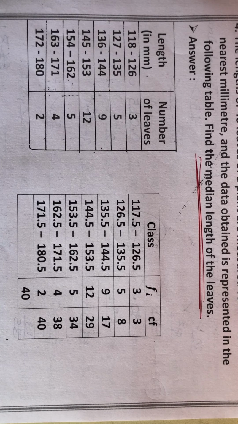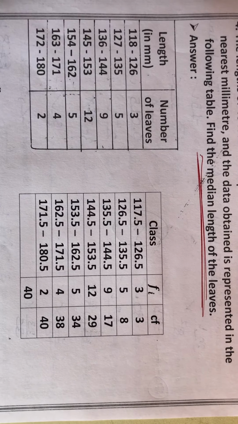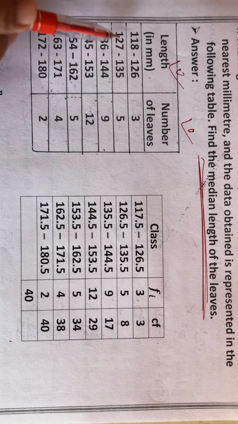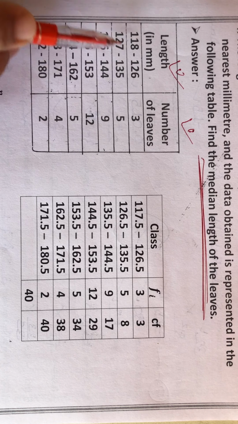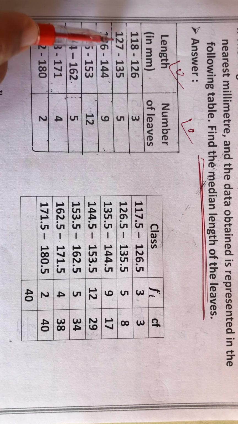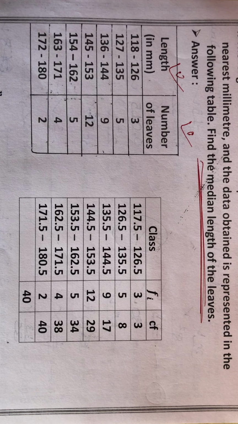Here the most important thing, what is the change here? Already classes are given and number of leaves are also given. Normal sum is there, no problem at all, but the problem is here 118, 126, now it becomes 127. It is not continuous frequency distribution table. આ 126 તો અહીંયા 126 આપ્યો તો ચાલે. So first of all convert it into continuous.